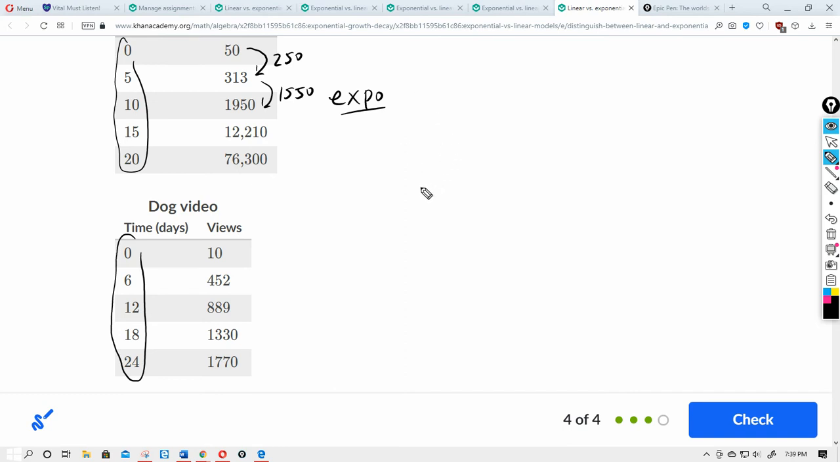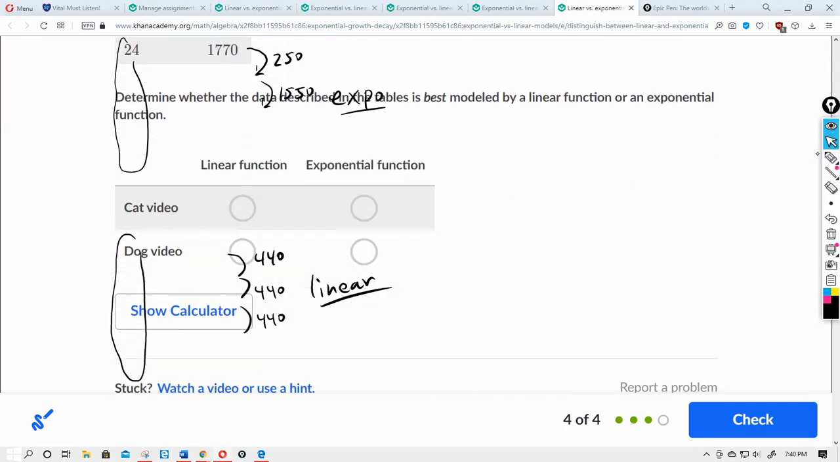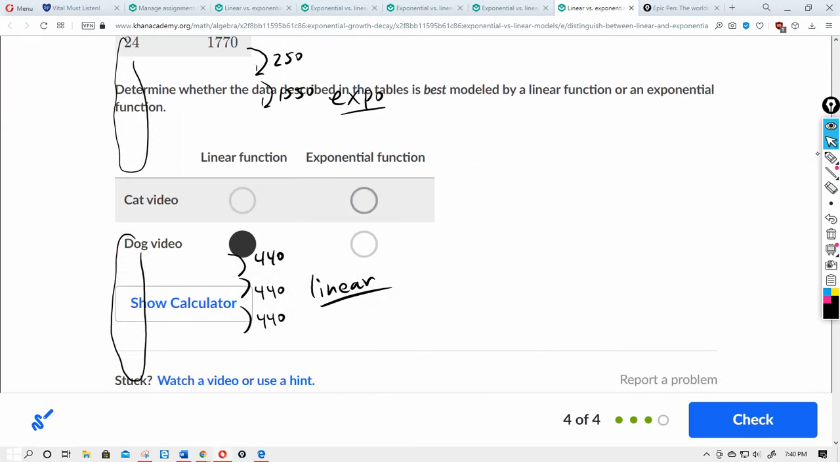Okay. Like I said, for these, the only choices will be exponential or linear. Okay, this one here, 450 minus 10, it's 440. 890 minus 450, again, it's about 440. And you can see it's going to be about 440 every time. This one is definitely linear. Okay, so the dog video is linear and the cat video is exponential.